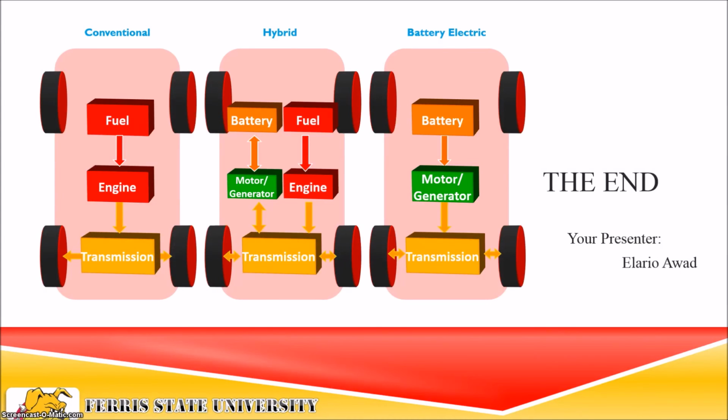Advanced vehicle technology is changing rapidly. We just went over the past and the present, but we never know what the future holds for the vehicle of the everyday customer. This picture just shows the evolution of the conventional car from being a fuel engine and transmission, to being a battery, fuel, engine, motor generator, and transmission, and to the most recent version of them all, the battery, motor, and transmission.